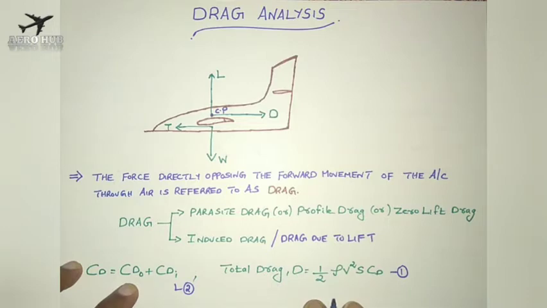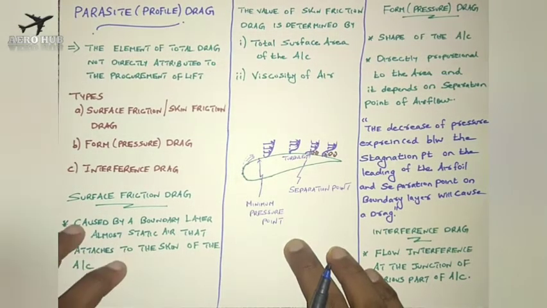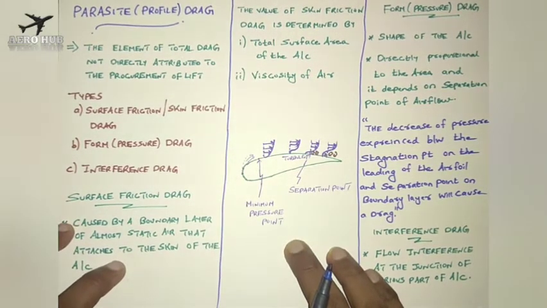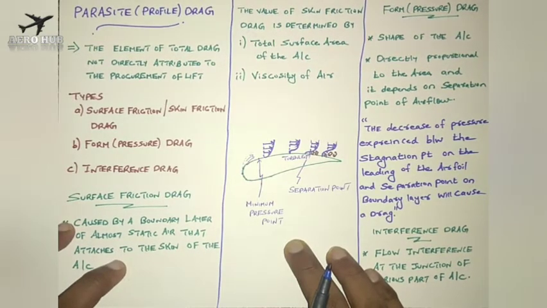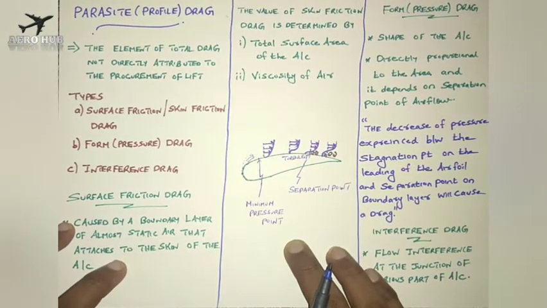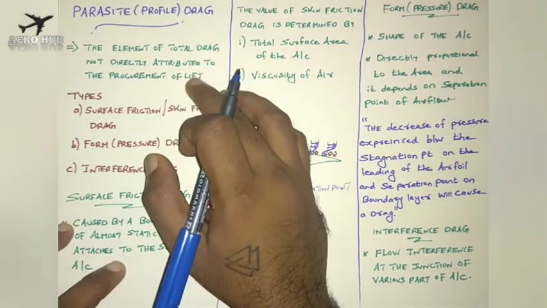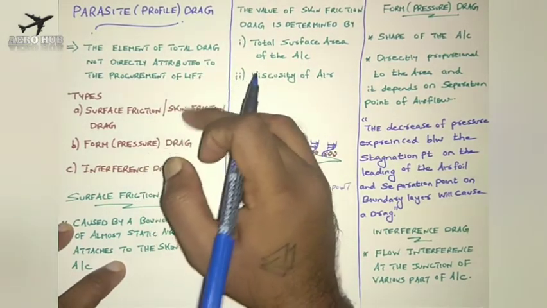Now we will see more about parasite drag. As I told earlier, parasite drag or profile drag or zero lift drag is nothing but the element of the total drag which is not directly attributed to the procurement of lift.